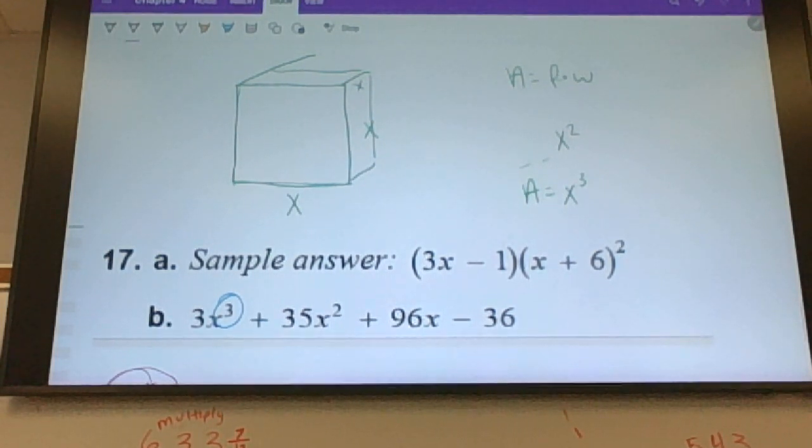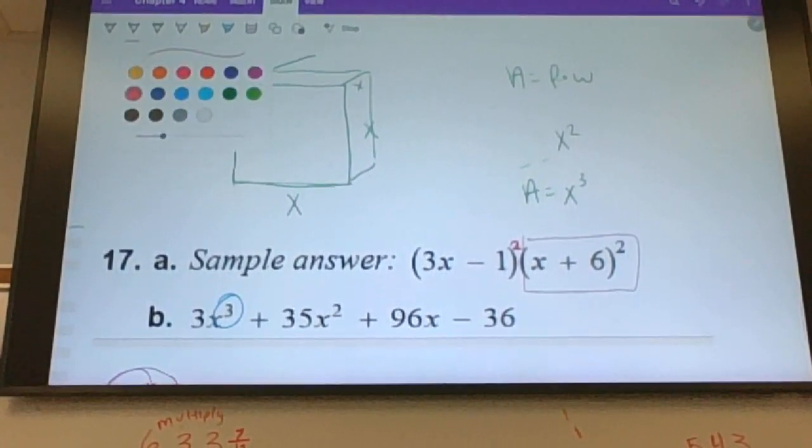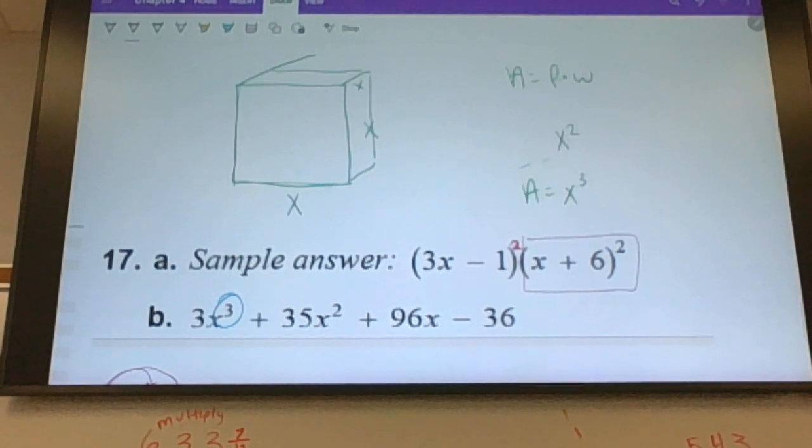Yes, like that. And that would make this fourth degree ultimately. That's correct. Good observation. Who else has something to say about these?